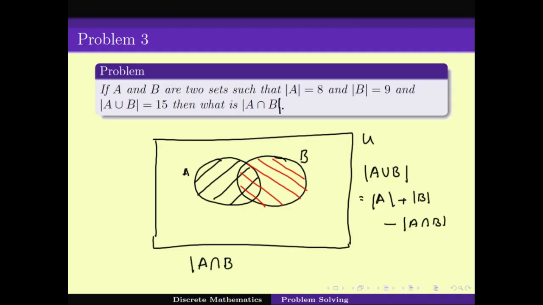Now A intersection B is nothing but size of A plus size of B, which is 8 plus 9, minus A union B, which is 15, which is nothing but 2. The Venn diagram is a very useful thing to do. By doing the Venn diagram, you will be able to understand how the sets are distributed very easily.